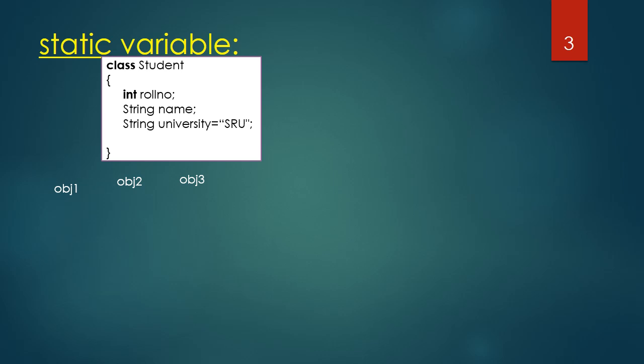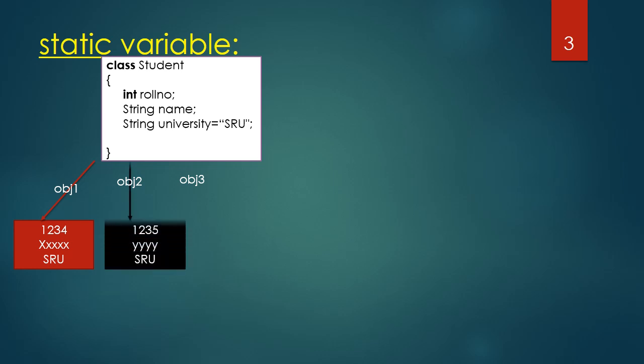For this class, three objects are created: object 1, object 2 and object 3. For object 1, memory is allocated for these three members: roll number, name and university name, which is SRU. For the second object, the same memory is allocated for the three members, and for the third object also. If we observe these values for the three objects, the university name SRU is common. So even though it is common, memory is allocated three times.